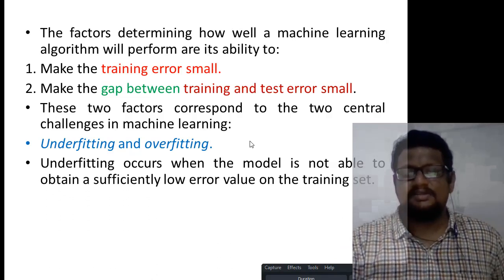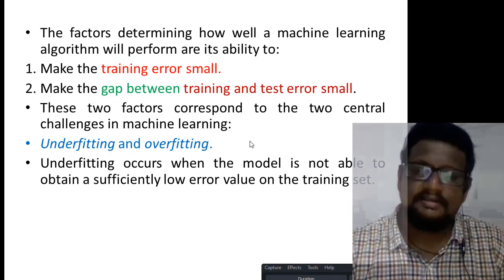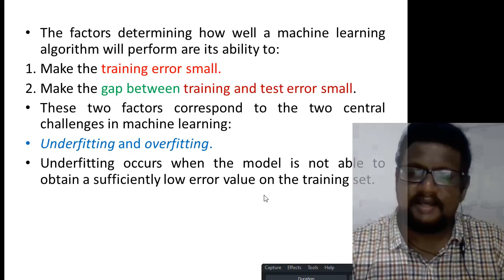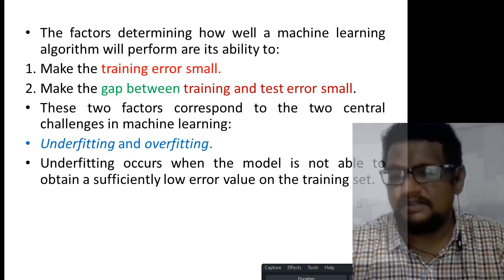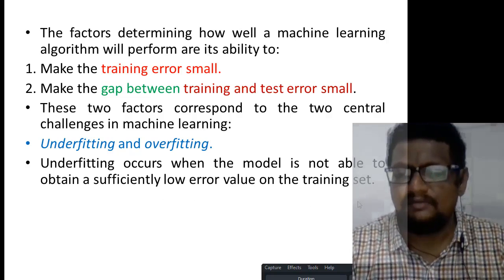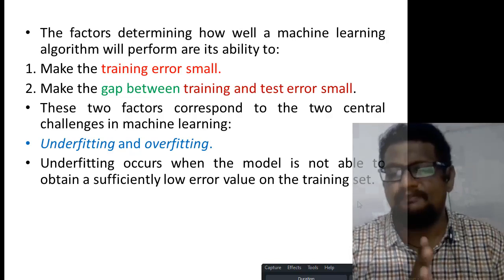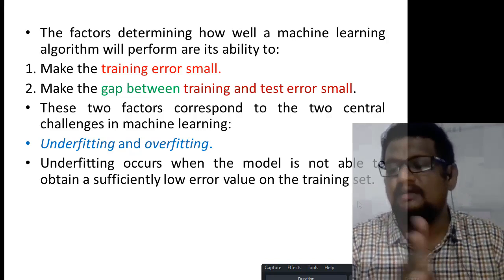Underfitting occurs when the machine learning algorithm is not able to sufficiently lower the error value on the training set itself. So then you have to increase the capacity. Maybe the capacity of the model is not suitable for the inputs you are giving. So what is meant by the capacity? Capacity is nothing but the order of the hypothesis space with which the algorithm learns.